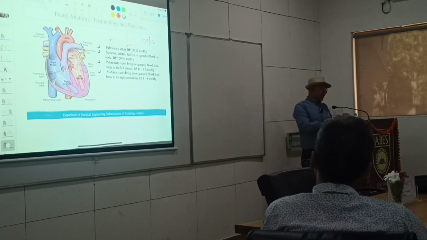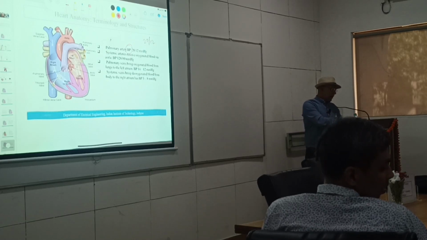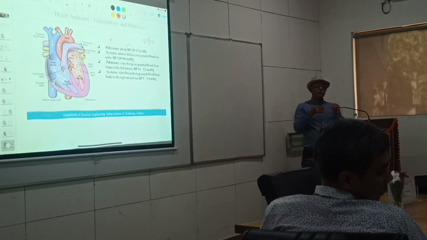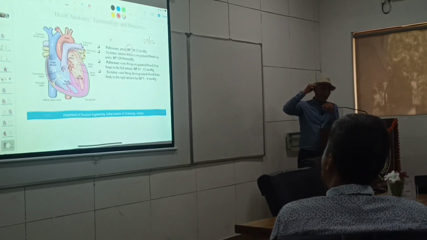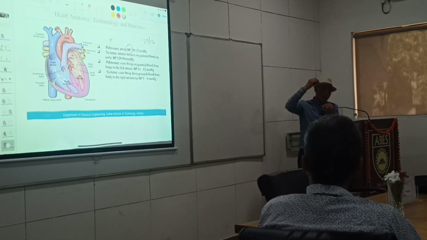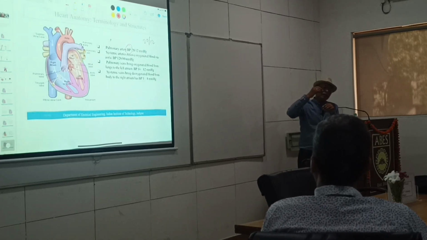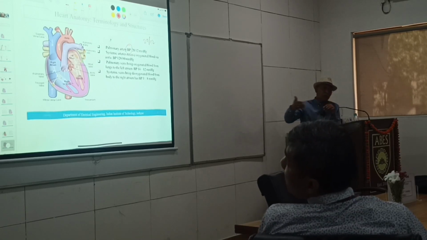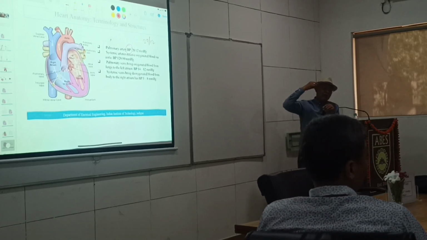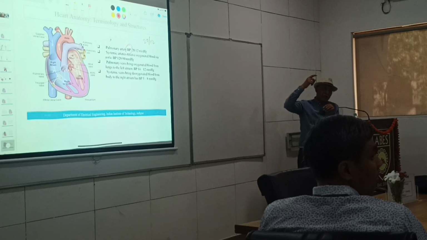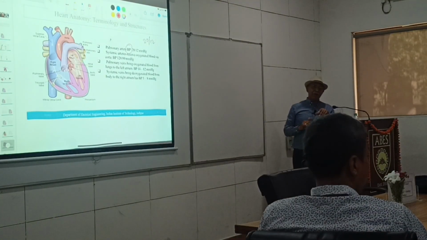Meaning thereby, if there is any blockage in the arteries which are carrying blood to the brain, less blood will go there, right? Then that leads to what is called paralysis, because some of the neurons of the brain will die, and then the rest of the thing will happen.